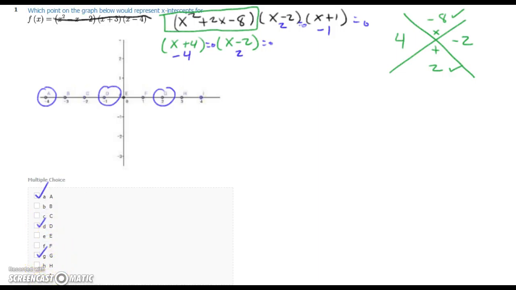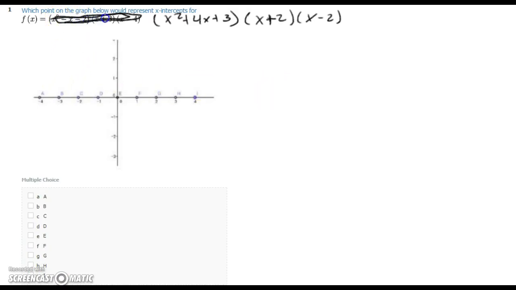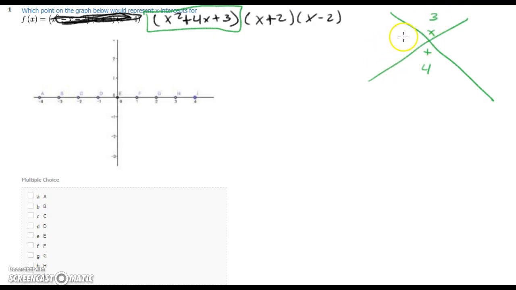Let's do another one. So I've gone ahead and marked out this original problem that we've already done, and I've added in instead this new one, x squared plus 4x plus 3 times x plus 2 times x minus 2. Again, the first step is we'll go ahead and factor this quadratic, and we will use our graphic organizer to decide what value adds to 4 and multiplies to 3. Well, that's going to be 3 times 1. 3 times 1 is 3. 3 plus 1 is 4. So both of those work. We have our factors x plus 3, x plus 1.